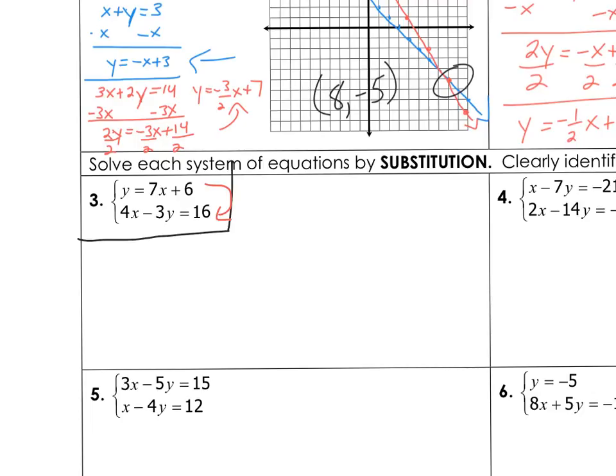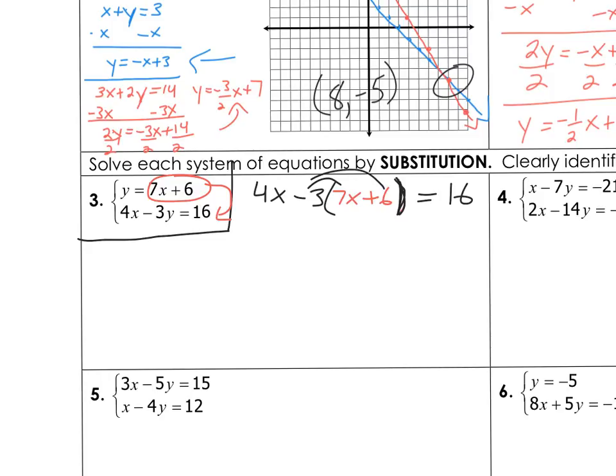Next, we are going to substitute that first equation into the second equation. So anywhere I see a y in that second equation, 4x minus 3, and then I see a y. So anywhere I see a y, I'm going to be plugging in 7x plus 6. And that way, we are only dealing with x's. We don't have any y's. So we could actually solve for x because we don't have y. And that's all going to equal 16.